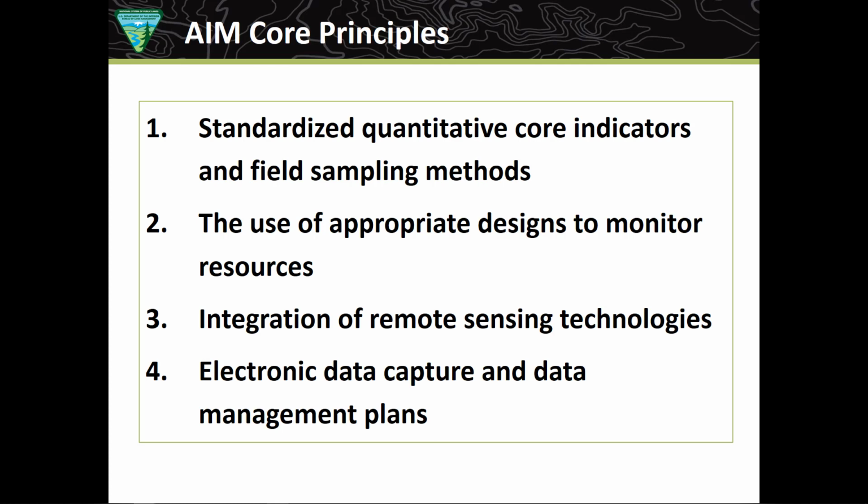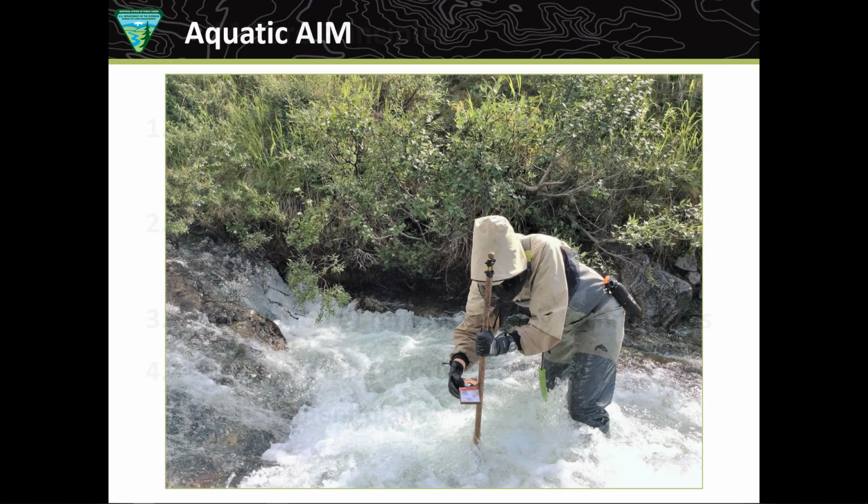The AIM strategy relies on four key principles: standardized quantitative core indicators and field sampling methods, the use of appropriate designs to monitor resources, integration of remote sensing technologies, and electronic data capture and data management plans. For the rest of this video, we will go through applications of each of the four principles to Aquatic AIM.